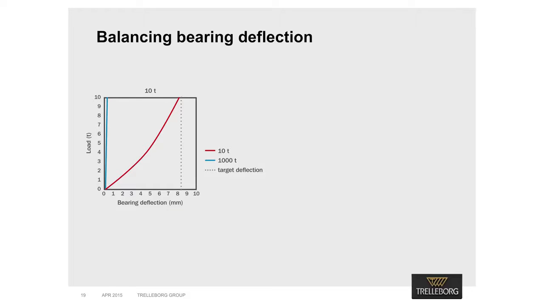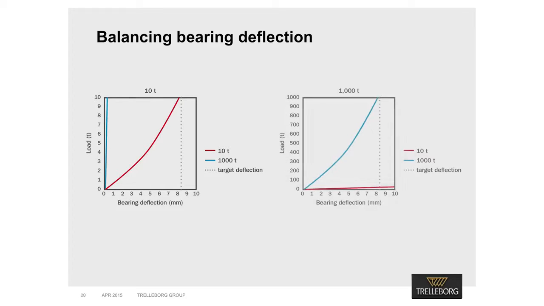This important approach to bearing design will prevent unnecessary stress to the building structure and will ensure all bearings deflect by the same level. So whether it's a 10-ton or a 1,000-ton bearing, both should achieve the same deflection at their working loads.